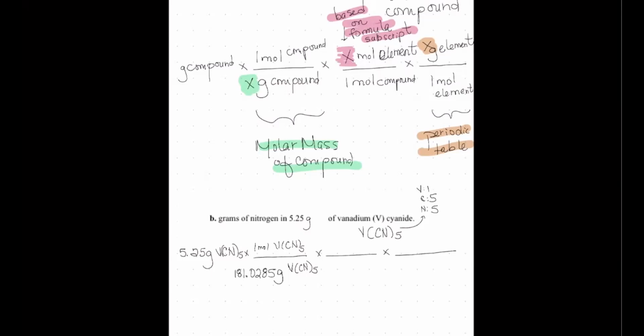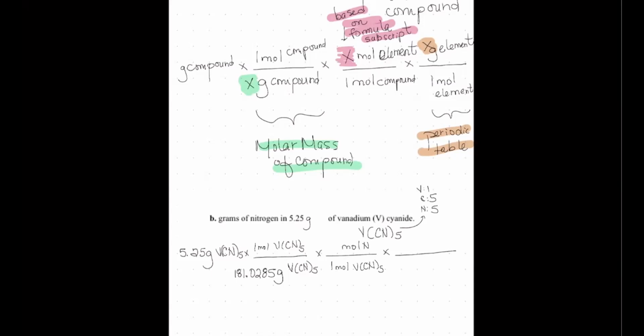$181.0285. That's where we got that number. Okay. Look at the next, where we have the pink area. I'm going to write in the bottom 1 mole of VCN, and then 5 in the bottom. Okay, 1 mole of compound. On the top, I'm going to write mole of nitrogen, because that is the element that I'm interested in.